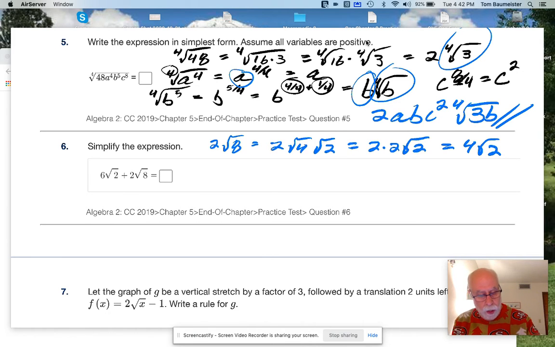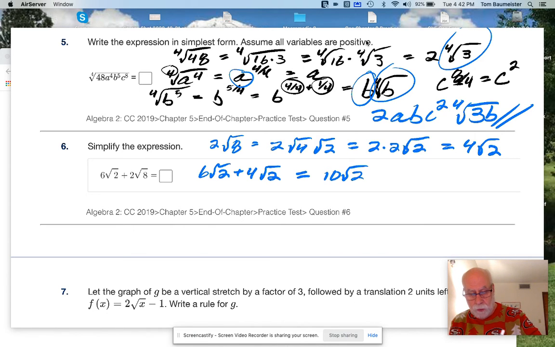So now I'll have 6 root 2 plus 4 root 2. Now I can just add them. So 6 plus 4 is 10. So you'll get 10 root 2.